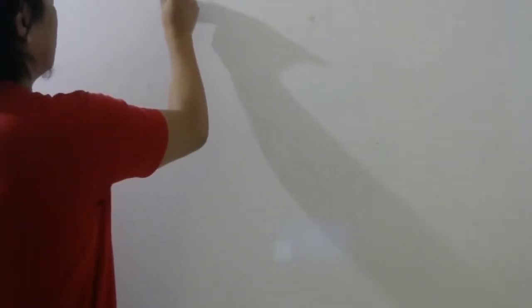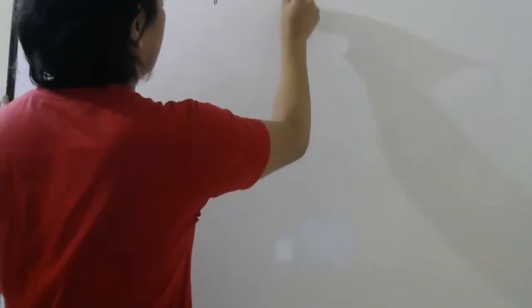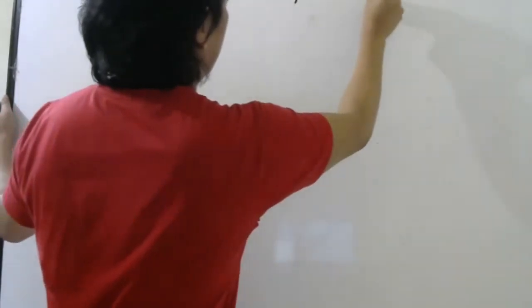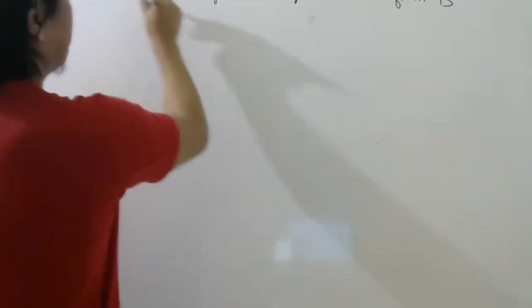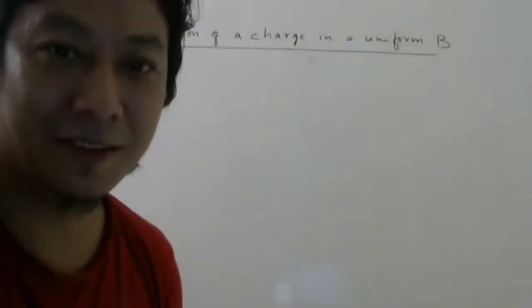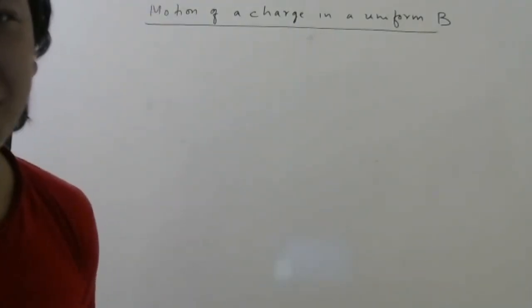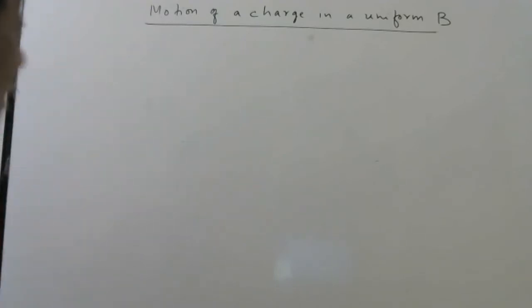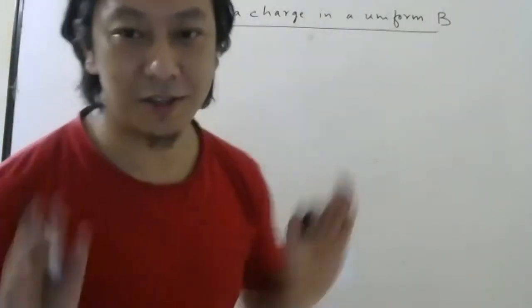So now we will do some 5-mark derivations, which is motion of a charge in a uniform magnetic field. Motion of a charge in a uniform magnetic field. Write down, okay. Now concentrate. For some time, no messaging, no talking, only concentration.